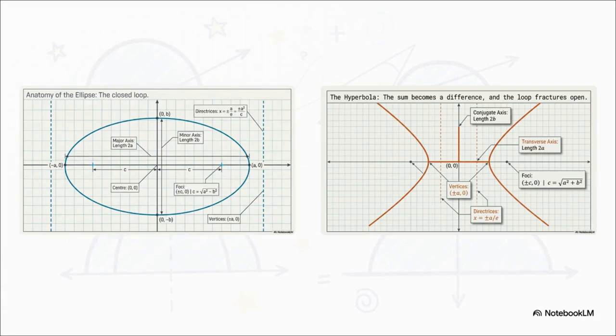Section 3, the hyperbola sign flip. But what happens when that perfectly closed loop finally breaks open? Compare the bound shape we just looked at to the hyperbola. Notice how the geometry has essentially been turned inside out? The bounded loop fractures, creating these infinitely expanding branches. Those foci that were trapped safely inside are now sitting on the outside, pushing the curves infinitely away.